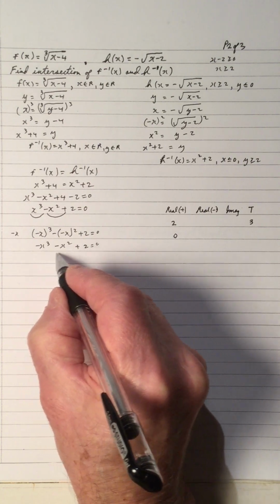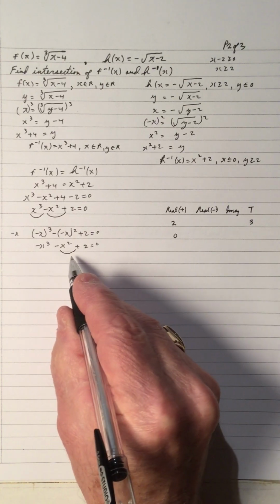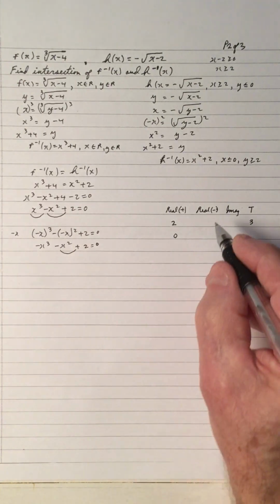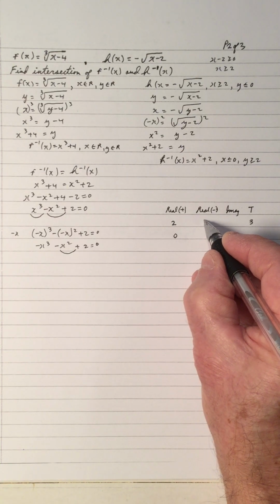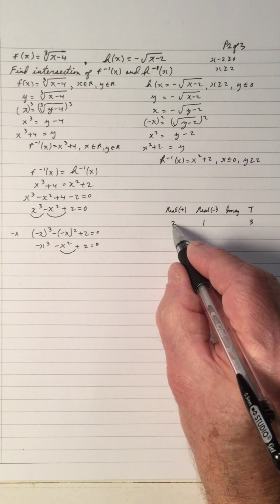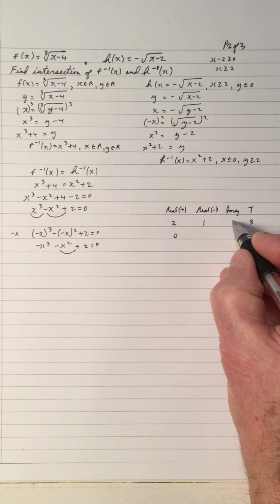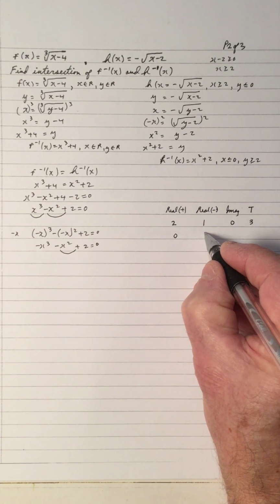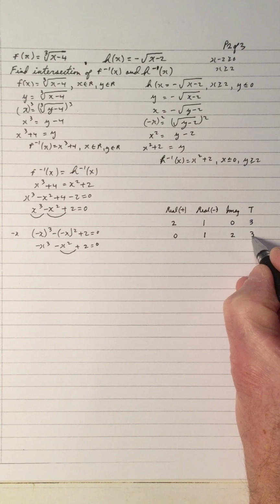So there's no sign change here, but there's 1 here. So we have 1 possible negative root. Therefore, we could have 2 positive reals, 1 negative real, and no imaginaries, so the total is 3. Or we have no positive reals, 1 negative root, and 2 imaginaries, for a total of 3.